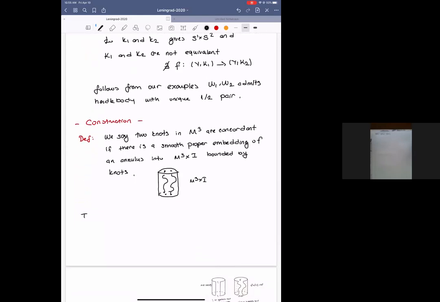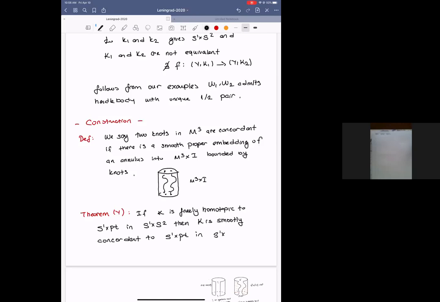And the theorem: if K is homotopic to S1 cross point in S1 cross S2, then K is smoothly concordant to it in S1 times S2. So that's one of the main ingredients. So is there a question?